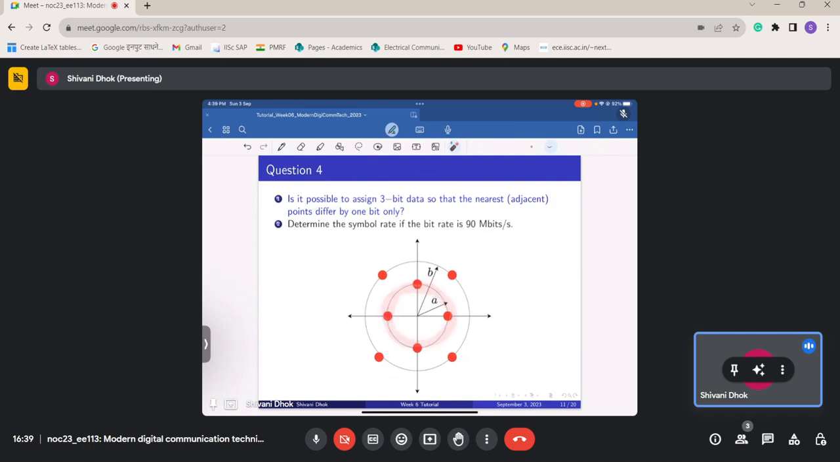Okay, how will the decision regions look? Now note that the message signal is carried in phase and not in amplitude or something else, and therefore the decision regions should also be constructed based on the phase. So the decision region for this point here will be something like this.